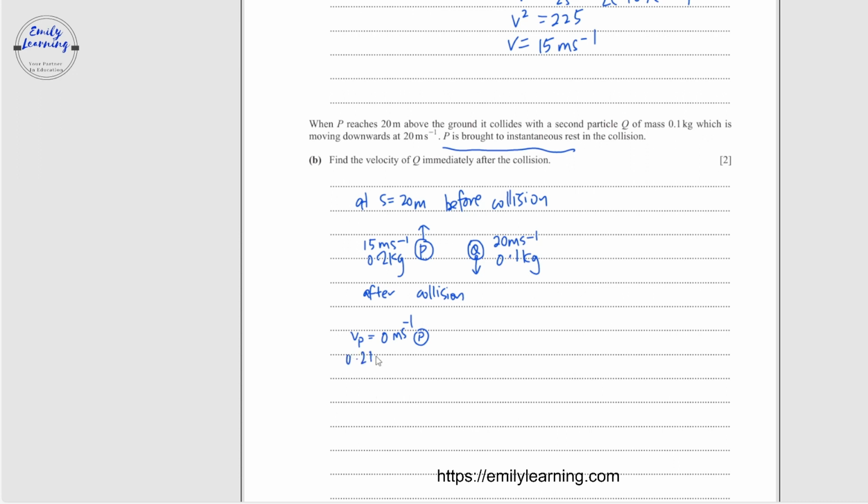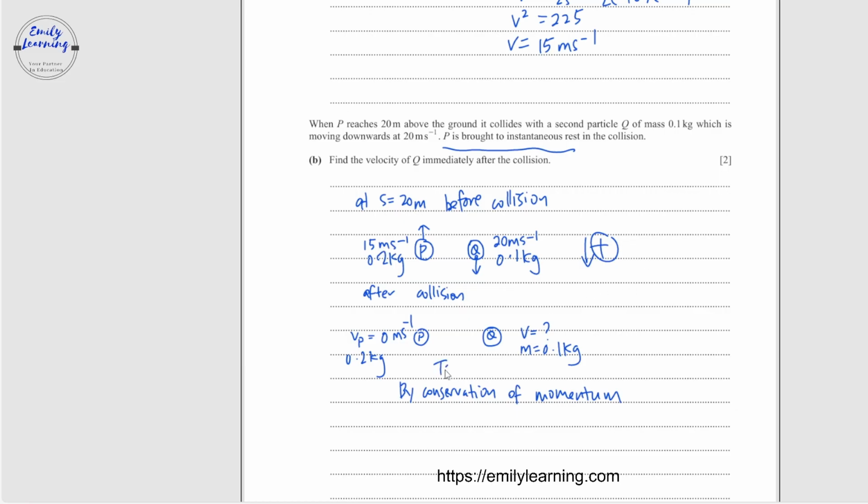Okay, for Q, it will still be moving, right? So we are going to find what is V. And we know that the m still remains at 0.1 kg. So this one is the momentum, right? Conservation of momentum. And I want to let going downwards as positive. So in other words, 20 meters per second is positive, 15 meters per second is negative.